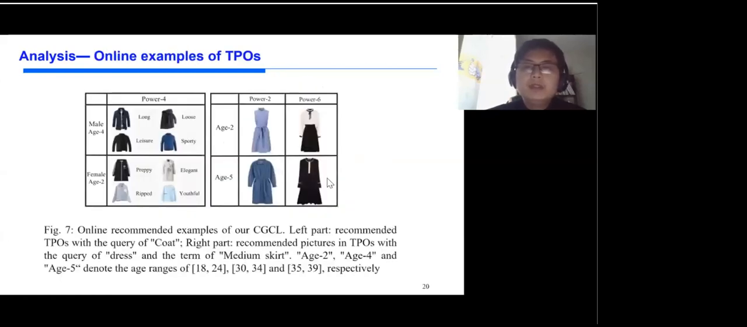We also show 2 examples of personalized TPOs recommended by our algorithm. We can see that our proposed method may recommend suitable TPOs to users of different ages and different genders.